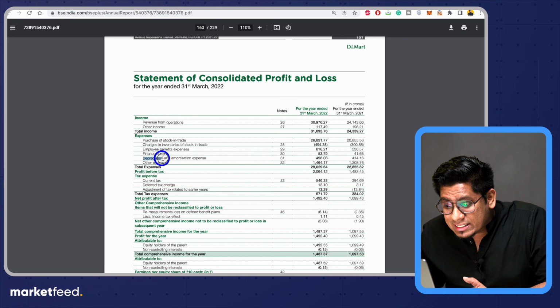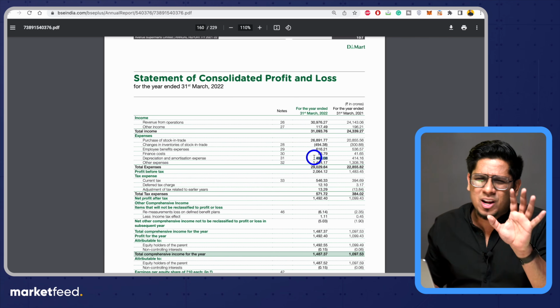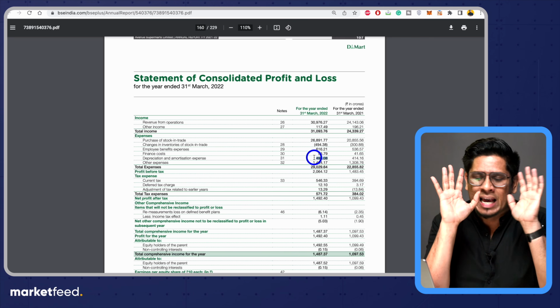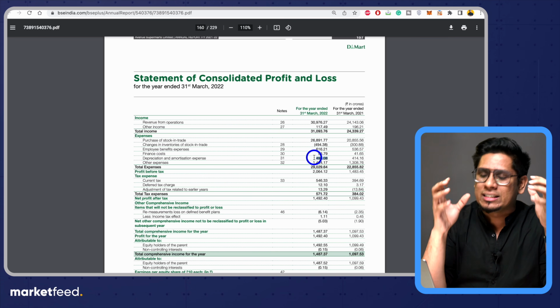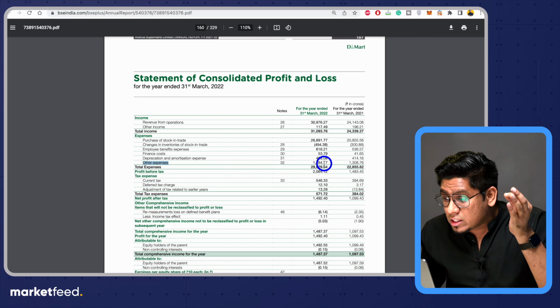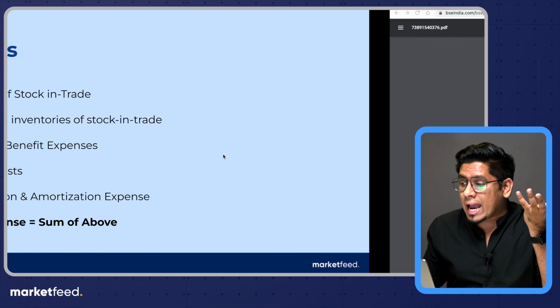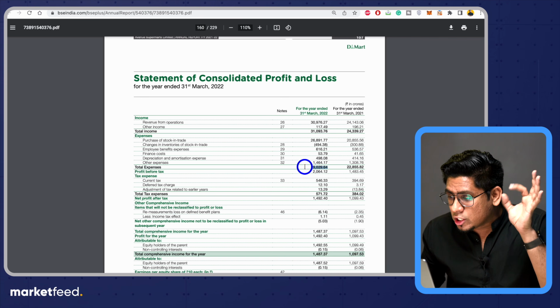Then comes depreciation and amortization expense. That is nearly 498 crores. Now I know a lot of you wouldn't know what depreciation and amortization is. Give me some time. We'll actually go ahead and learn what depreciation and amortization is. And then there are other expenses of 1,464 crores. Basically, all these expenses add up to the total expense of the company, which is 29,029 crores.